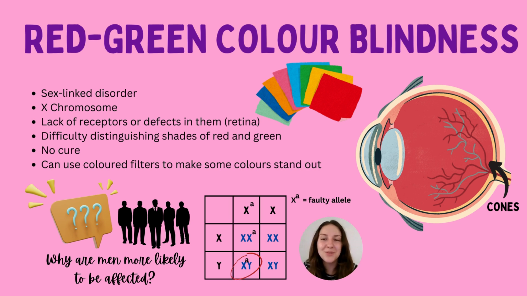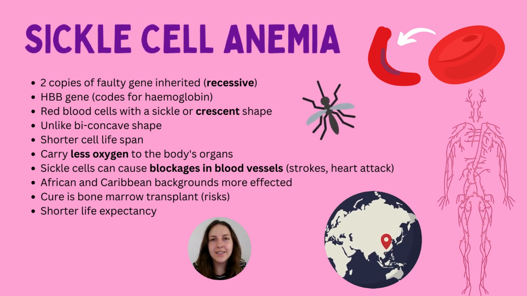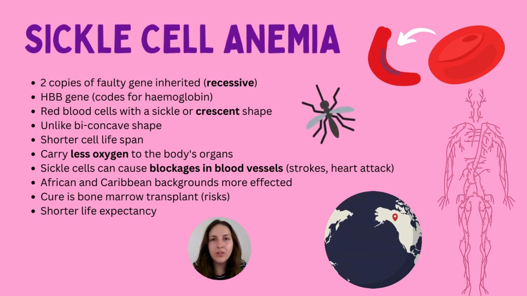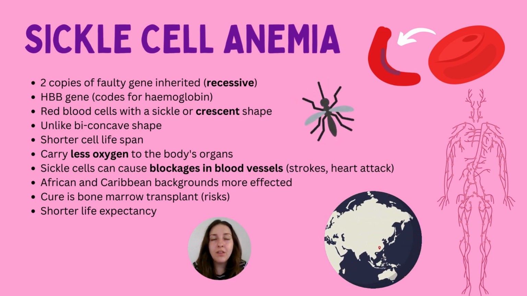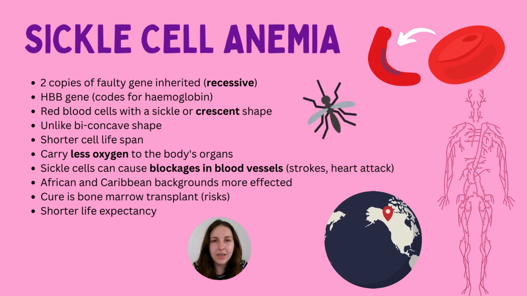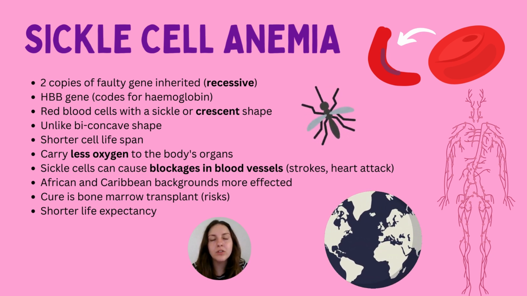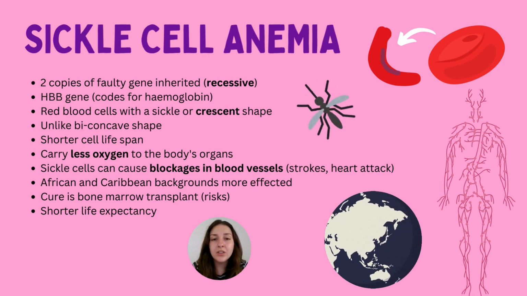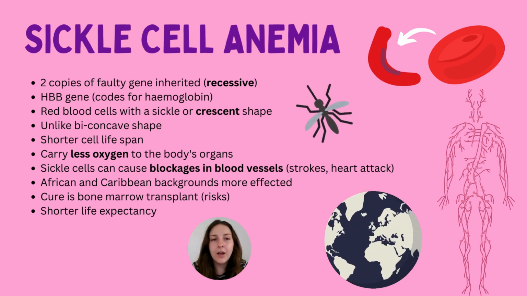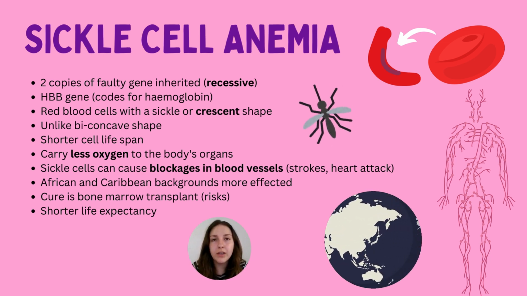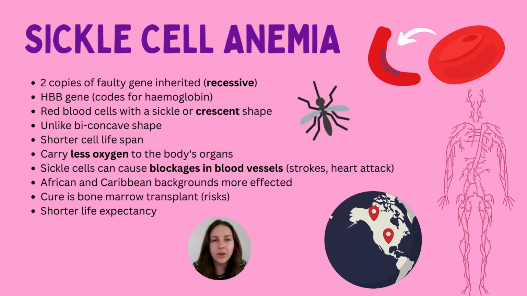So hope that helps. The next condition is sickle cell anemia, and the word sickle cell anemia actually tells us quite a lot about the condition itself. This is a type of blood disorder, as the name anemia would suggest, and sickle cell refers to the shape of the red blood cell. This condition affects quite a wide proportion of the population globally, and a lot of people are actually carriers for sickle cell anemia, and we'll get onto this in a moment.